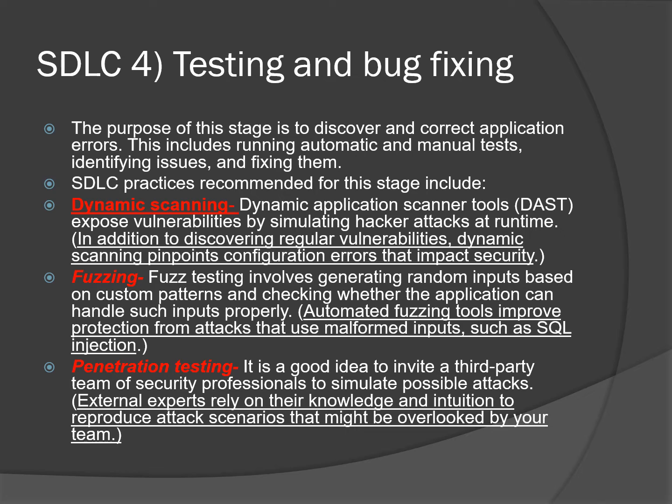Testing and bug fixing. The purpose here is to discover and correct application errors, and includes automatic and manual tests. Dynamic scanning, which in addition to discovering regular vulnerabilities, also pinpoints configuration errors that can impact security. Fuzzing. Automatic fuzzing tools improve protection from attacks that use malformed input, such as SQL injection. And penetration testing, which would bring in external experts that rely on their knowledge and intuition to reproduce attack scenarios that may have been overlooked by your own team.